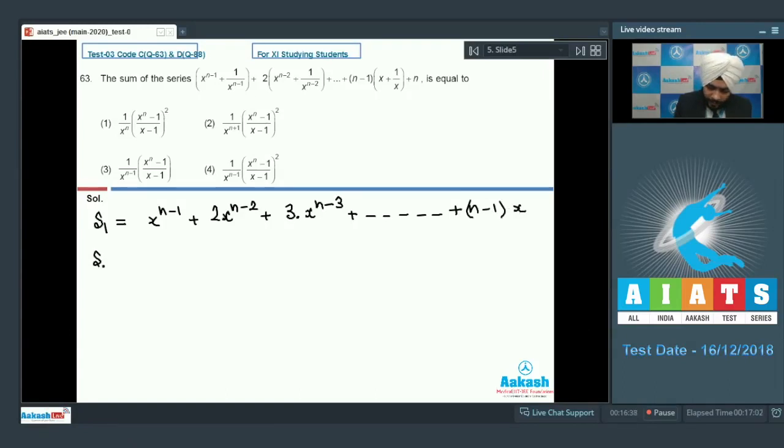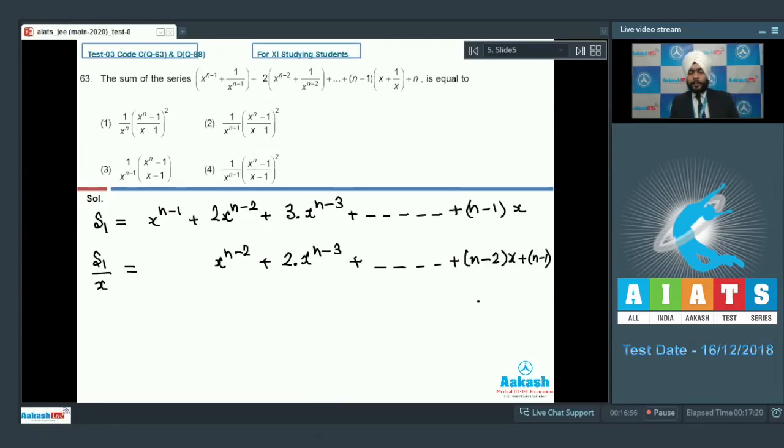Okay, S1 divided by x will be x raised to power n minus 2, 2 into x raised to power n minus 3, and so on till over here I will get n minus 2 into x plus n minus 1. This is the standard procedure by which we deal with the AGP. Subtract them, negative, negative, negative, negative, negative, negative.